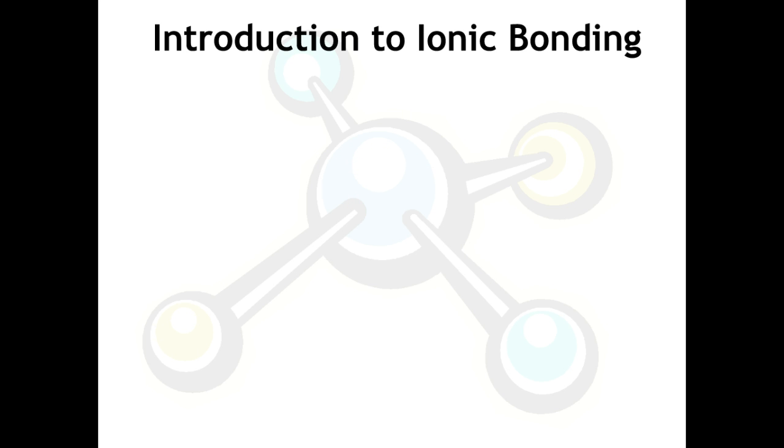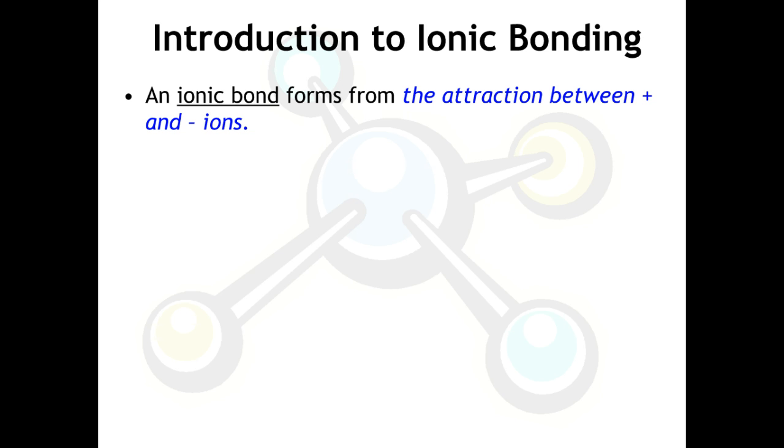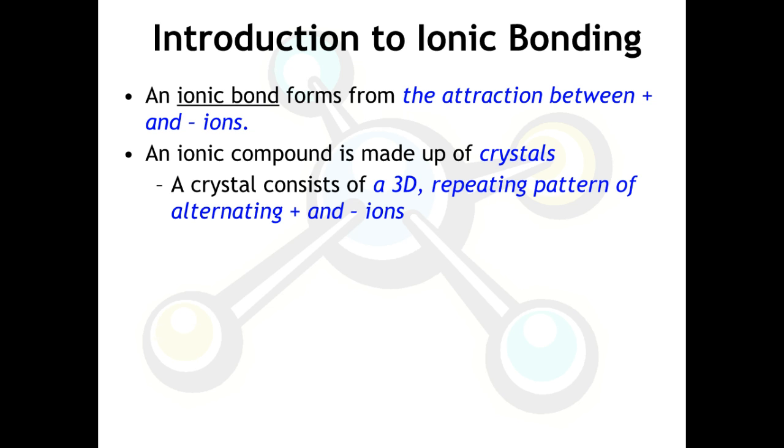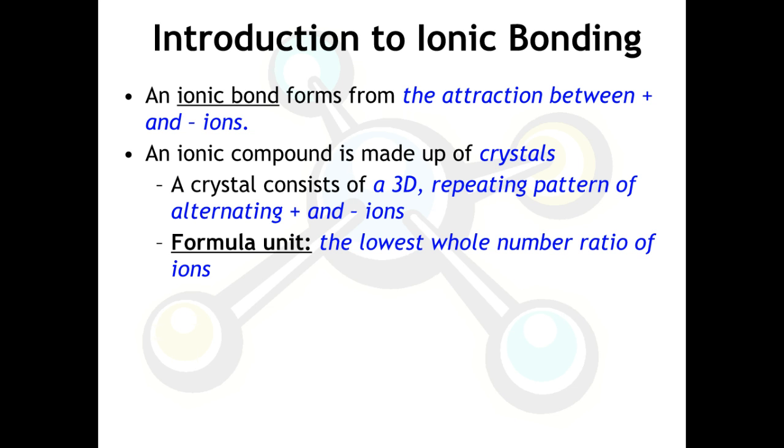Okay, it's the introduction to ionic bonding. An ionic bond forms from the attraction between positive and negative ions. We've already said this. An ionic compound is made up of crystals. Ooh, shiny. Hey, they're not all shiny. Anyway, a crystal consists of a 3D repeating pattern of alternating positive and negative ions. That's cool. Let's talk about a formula unit. The lowest whole number ratio of ions. It is the empirical formula, which means the simplest formula for any ionic or covalent bond.